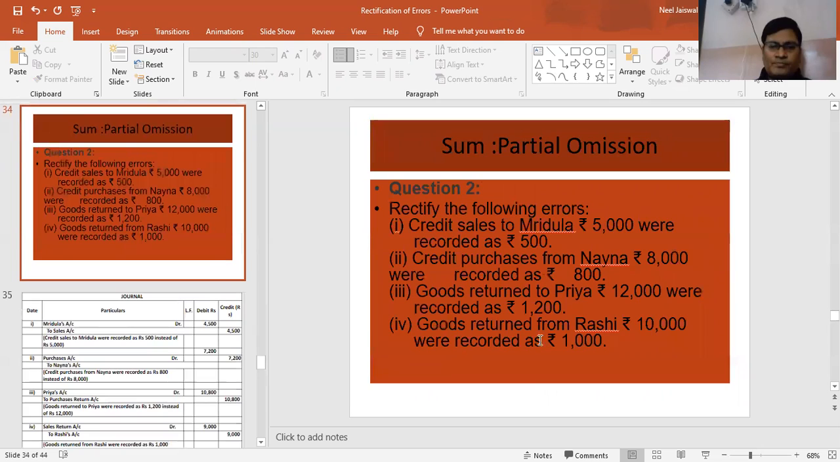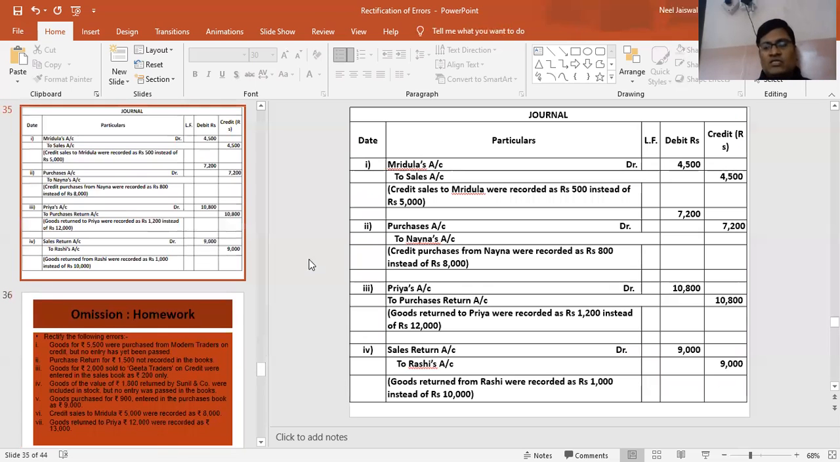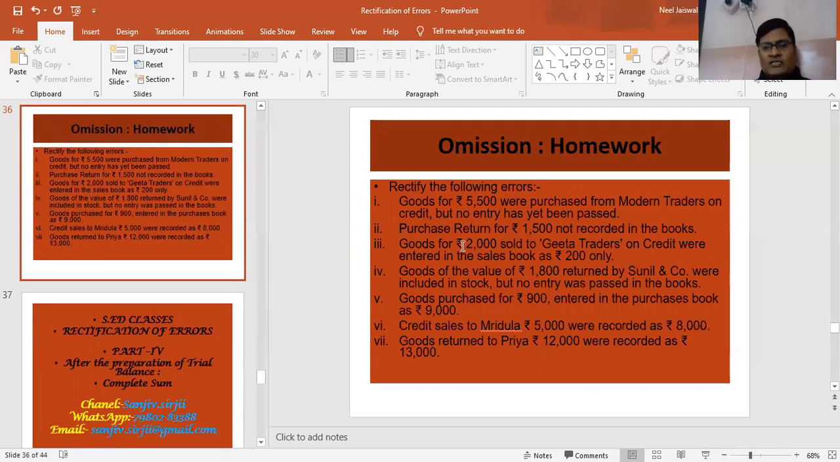Again, next one, goods returned from Rasi 10,000 were recorded as rupees 1,000. This is also where you have not recorded the full amount. Correct entry, sales return account debit to Rasi 10,000. Wrong entry, sales return to Rasi 1,000, 1,000. Rectified entry, sales return account debit to Rasi 9,000, 9,000. Now students, this is your homework.